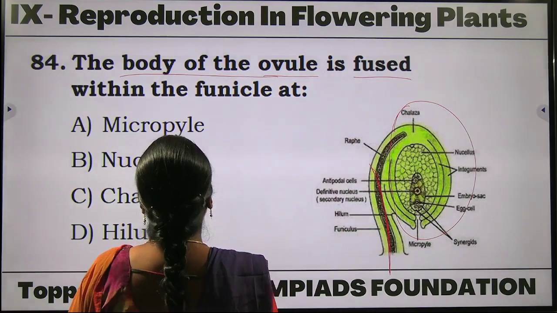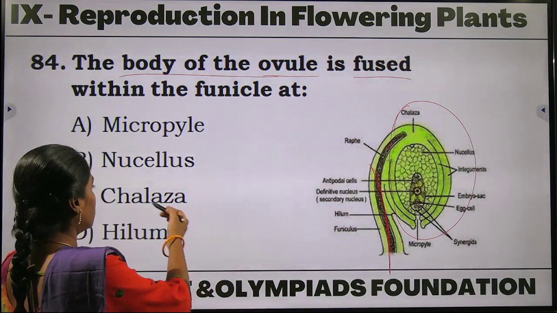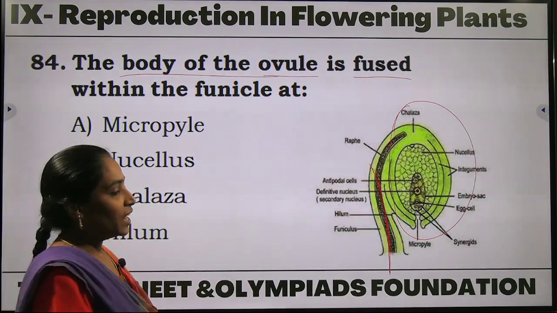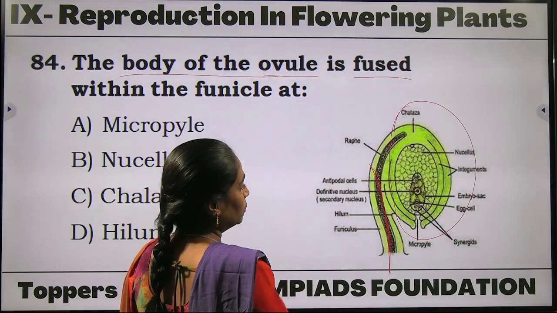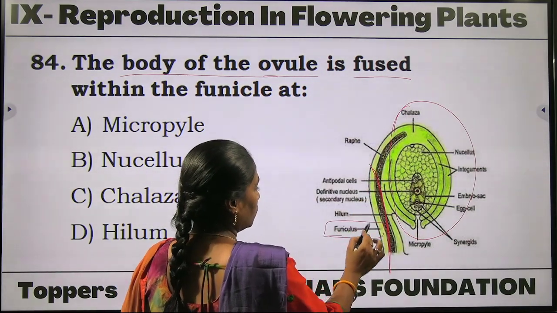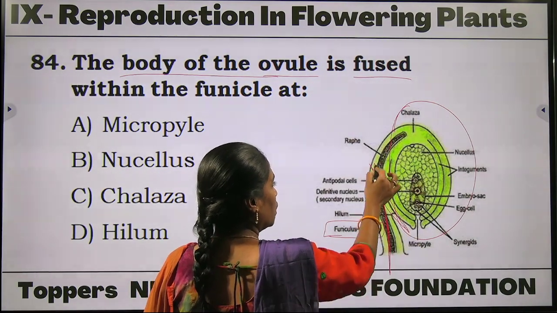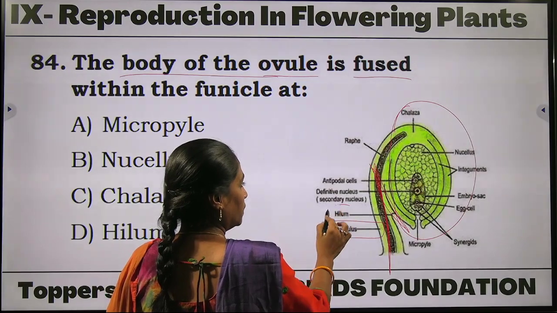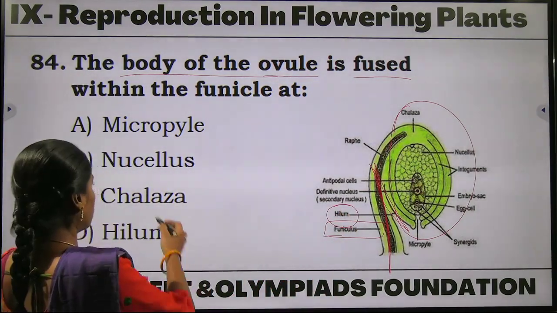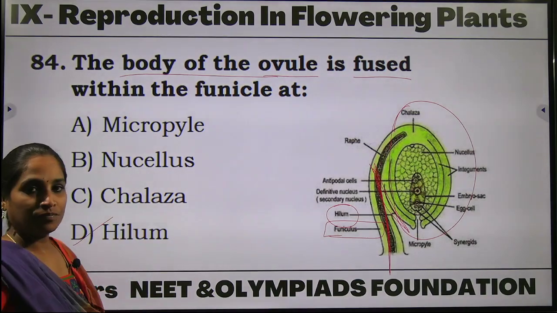Okay, let us see. Option A, micropyle. Option B, nucellus, option C, chalaza and option D is the hilum. And if we observe this structure, the funicle, okay, this is the funicle structure, and the region exactly attaching it to the body of the ovule is the hilum. Okay, so which one is the correct option here? It's option D, right?